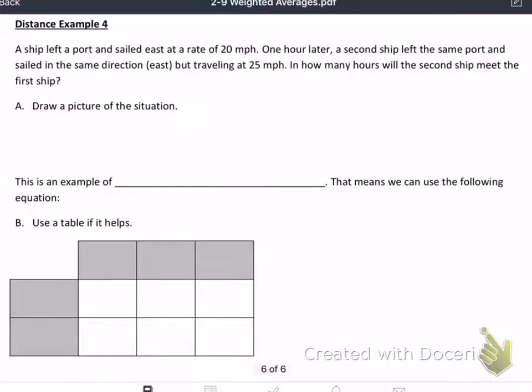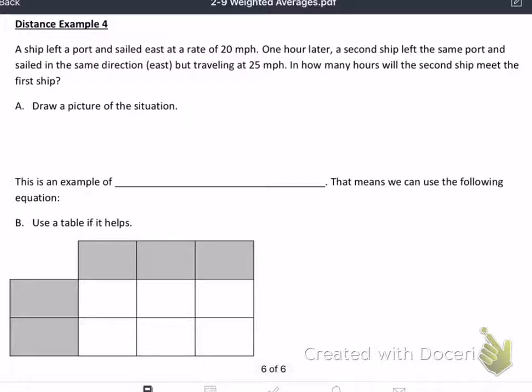It says a ship left a port and sailed east at a rate of 20 miles per hour. 1 hour later, a second ship left the same port and sailed in the same direction, which was east, but traveling at 25 miles per hour. In how many hours will the second ship meet the first ship?